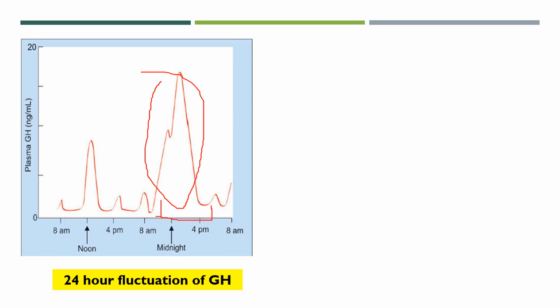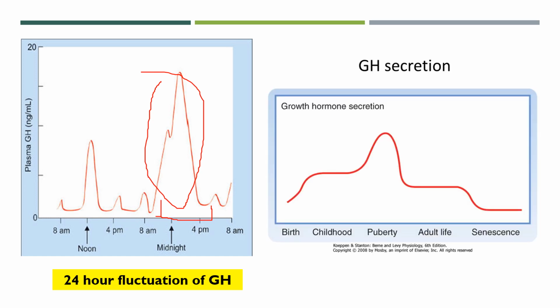Now we want to know the growth hormone secretion throughout our lifetime. In different phases of our life, we will see that growth hormone secretion increases during infancy. So after birth, there is a gradual increase in the secretion, and it is maintained throughout childhood. Growth hormone secretion increases enormously during the time of puberty, and it is associated with a sudden increase in height and general growth of the body.